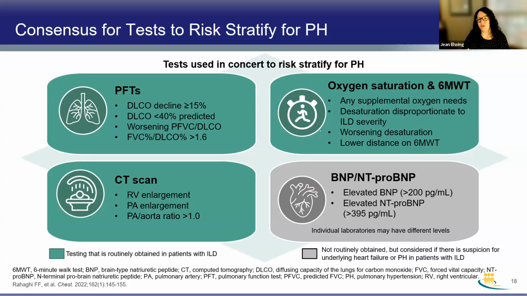And we'll also take into account the labs. If available, we want to look at the NT-proBNP and the BNP. Is that BNP greater than 200 or that NT-proBNP greater than 395? If so, that should trigger us to consider PH.